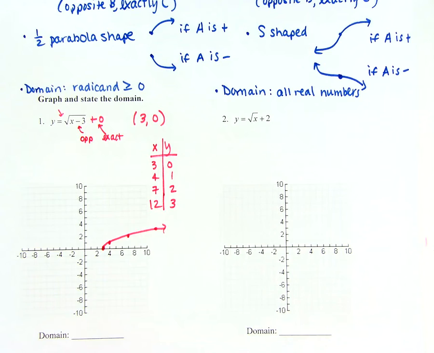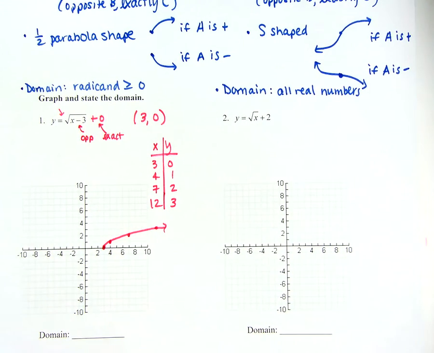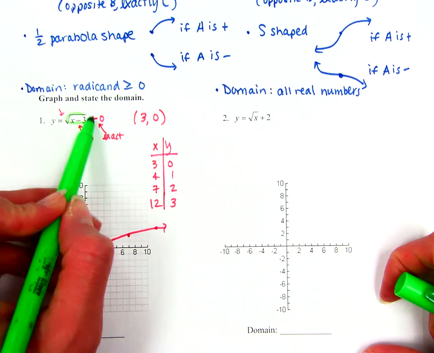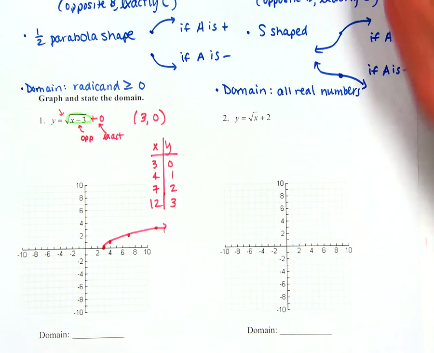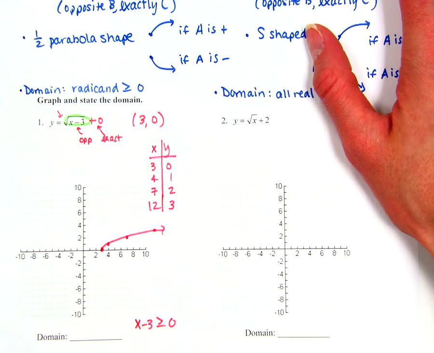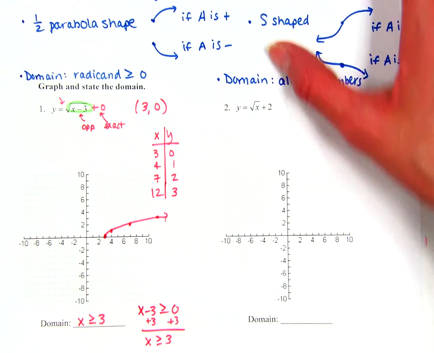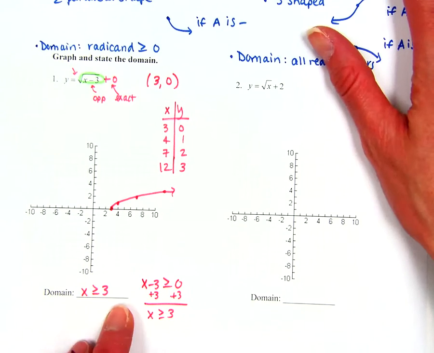Then it asks you, what is the domain? So you need to set the radicand. Remember, the radicand is the part that's underneath the radical. You can't take the square root of a negative number, so that value, x minus 3, has to at least be 0 or greater. So we're going to solve. If we add 3 to both sides, you get x is greater than or equal to 3. So that is your domain. All right, so x can be any number 3 or higher.